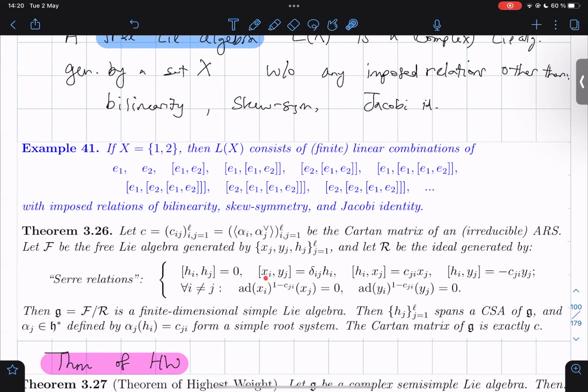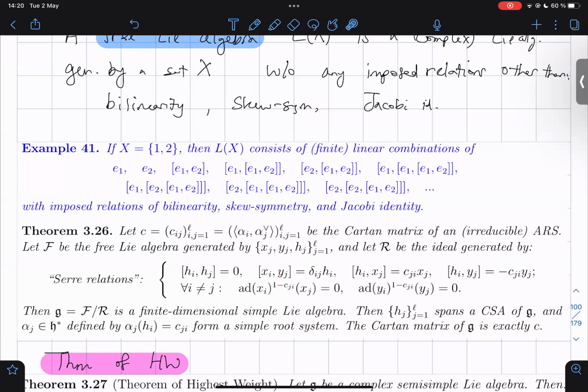Next, if I bracket an X with a Y, I'm going to get some H. Xi and Yi, within the same SL2 triple, give the corresponding Hi. If X brackets with a Yj where i is not equal to j, you're just going to get 0. So those from different SL2 triples corresponding to simple roots don't interact. This is the X's and the Y's.